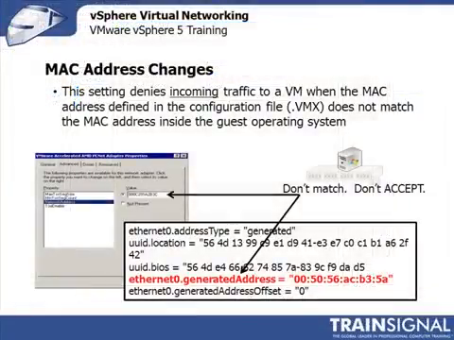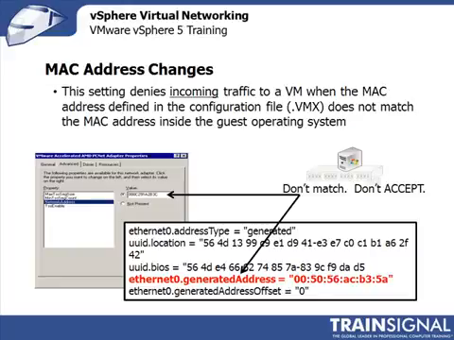Alright, so what happens here is that the MAC address that's defined in the guest operating system, as you can see in our figure, it's a Windows operating system. When the MAC address in the guest operating system does not match the MAC address specified in the VMX file, and the VMX file is the virtual machine's configuration file. So basically, the address in the guest operating system and in the VMX configuration file need to match before traffic can be allowed to pass through. If they don't match, then traffic is rejected.